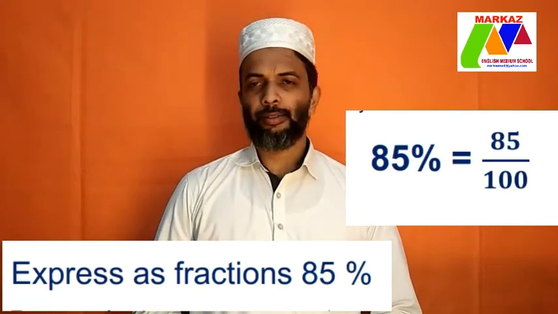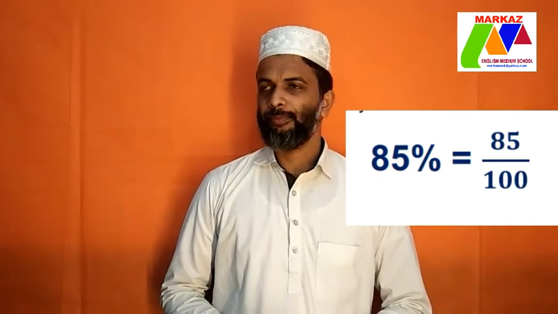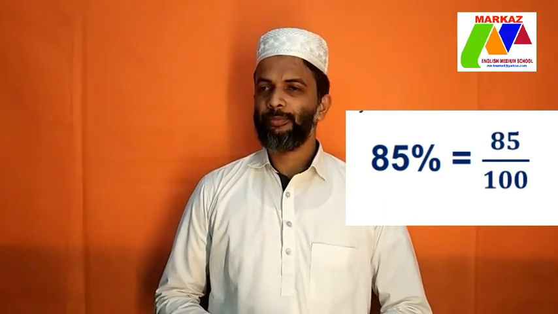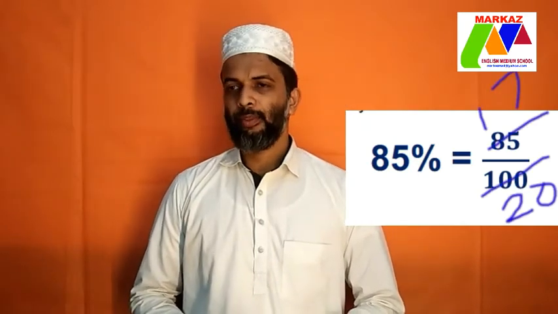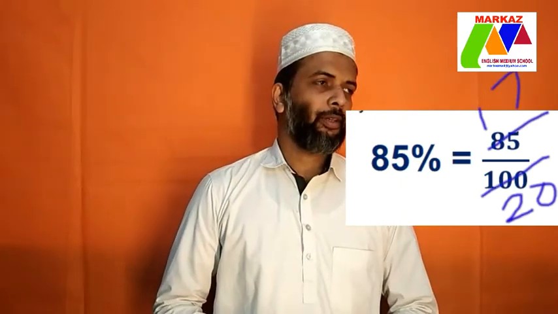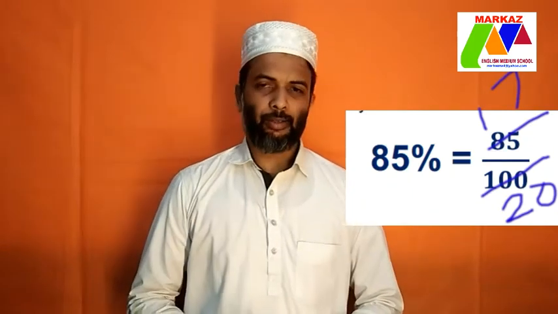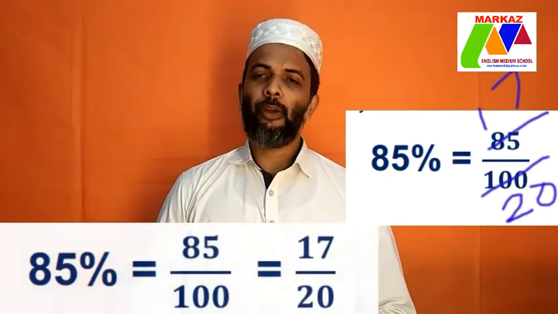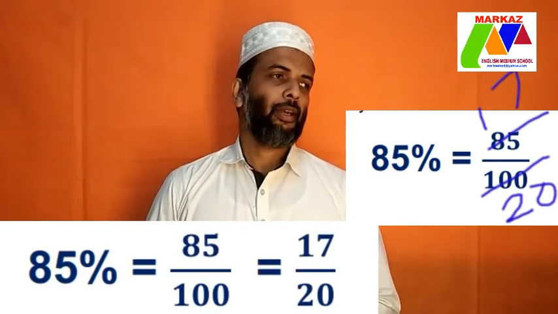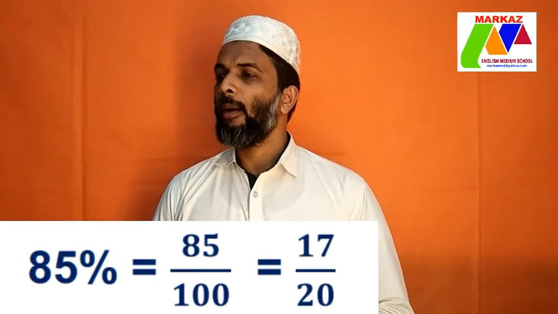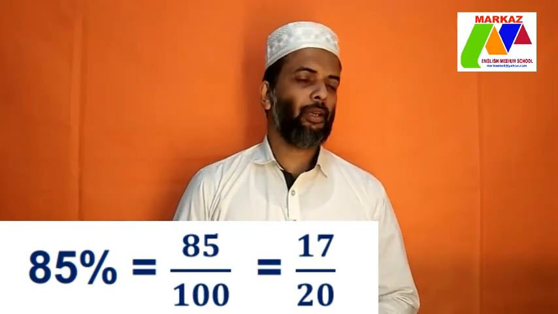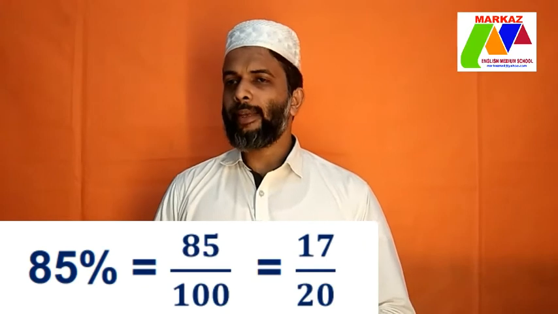85 by 100. You can simplify the fraction with its factors. 5 is the common factor of 100 and 85. So divide both the numerator and denominator by 5. 17 into 5 is 85, and 20 into 5 is 100. So 85% is equal to 17 by 20. Let us solve one more example.